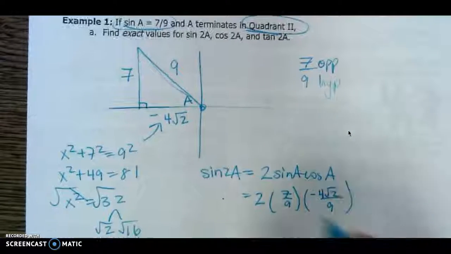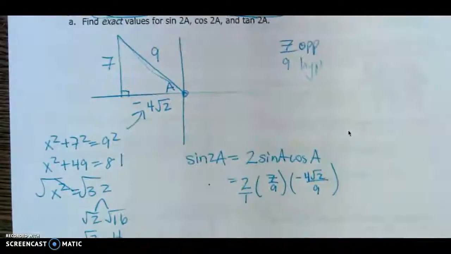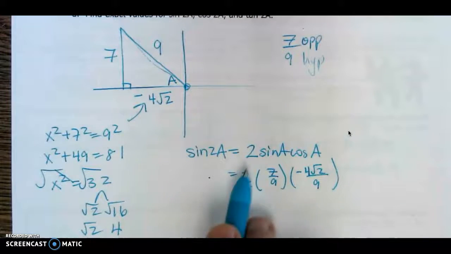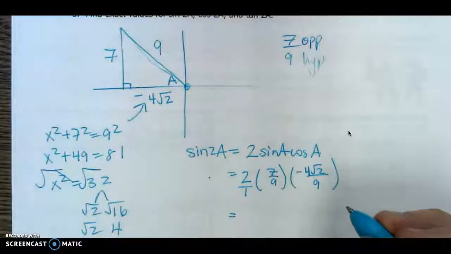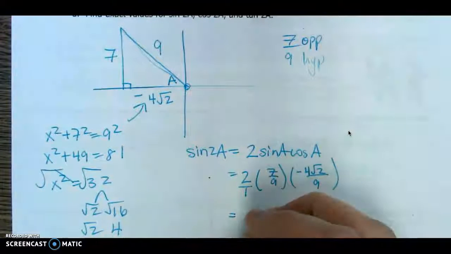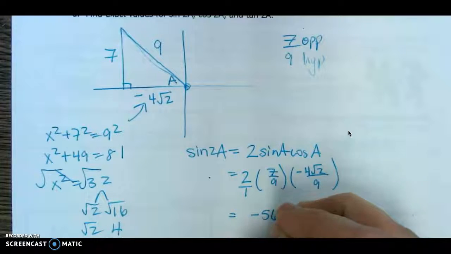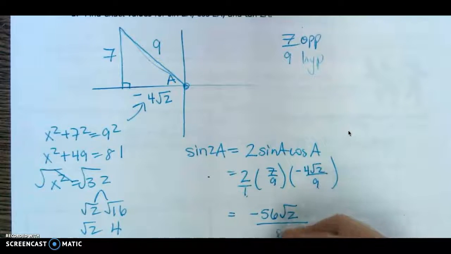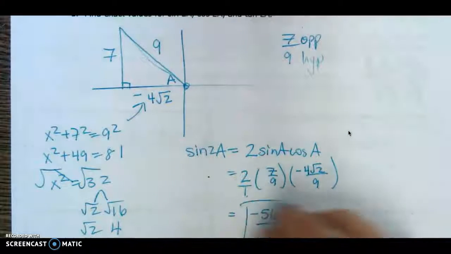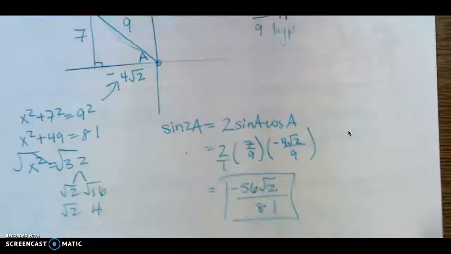Then you want to go through and multiply these. There's an invisible 1 on the bottom. So on top you have 2 times 7 times 4, and that makes 56, and then you have radical 2. And on the bottom you have 1 times 9 times 9, which is 81. And that would be your sine of 2a.